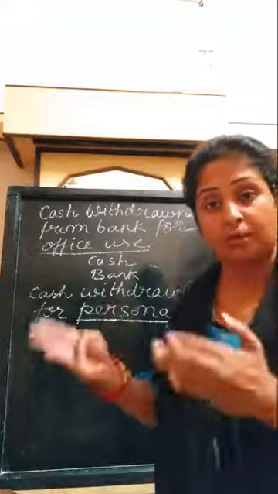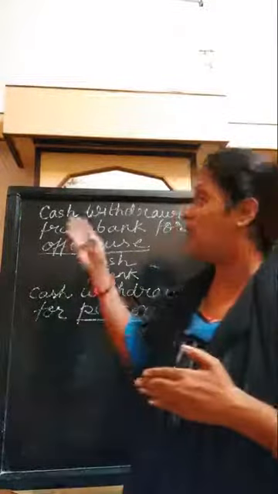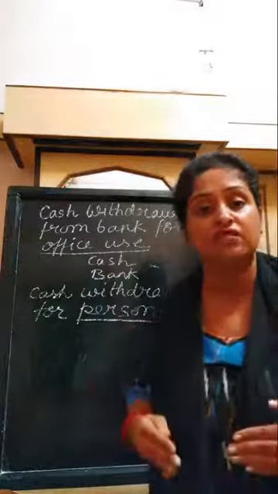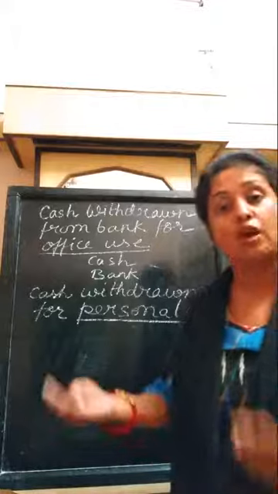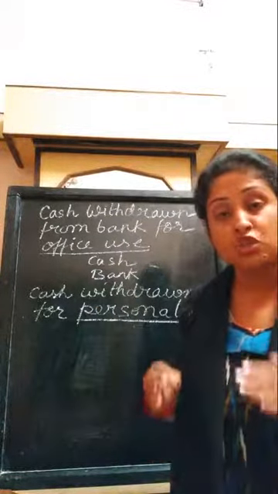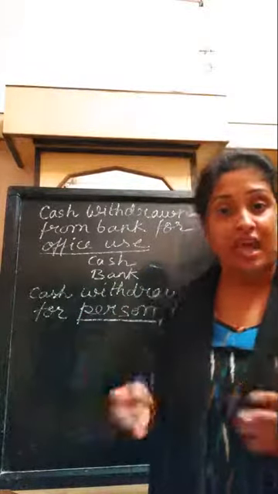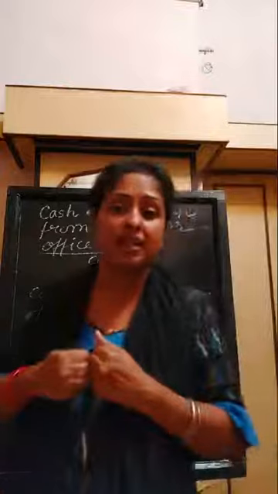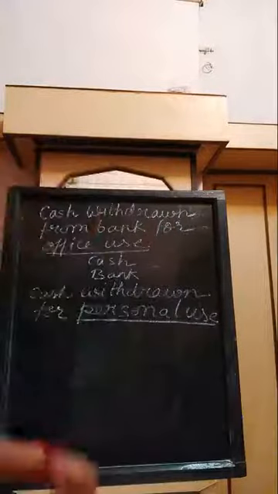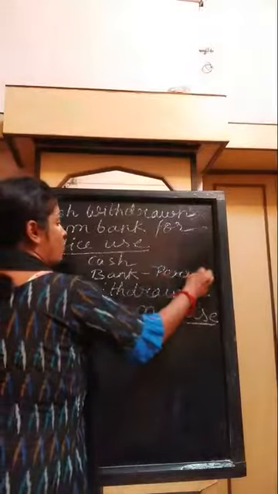That was for cash deposited in the bank. But this transaction is just the reverse: cash is being withdrawn from the bank. So just the reverse thing will happen. The bank asset is decreasing and the cash in hand is increasing. Bank is a personal account, and it is decreasing. It is going out.